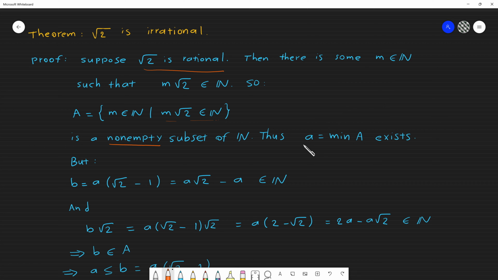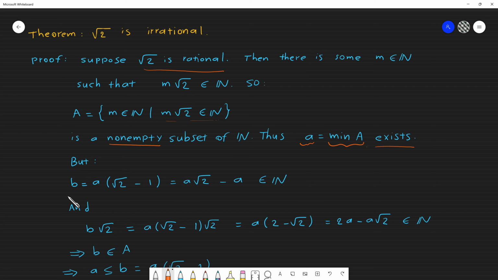Let's denote this minimum element of A by lowercase a. This minimum element exists by that known theorem.